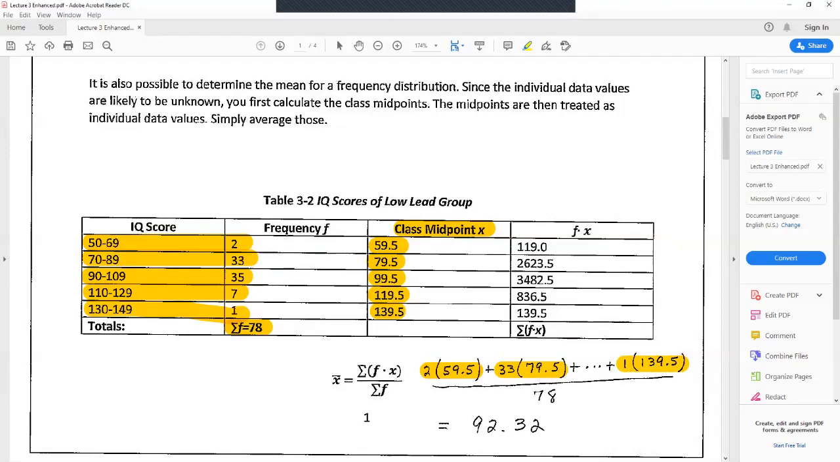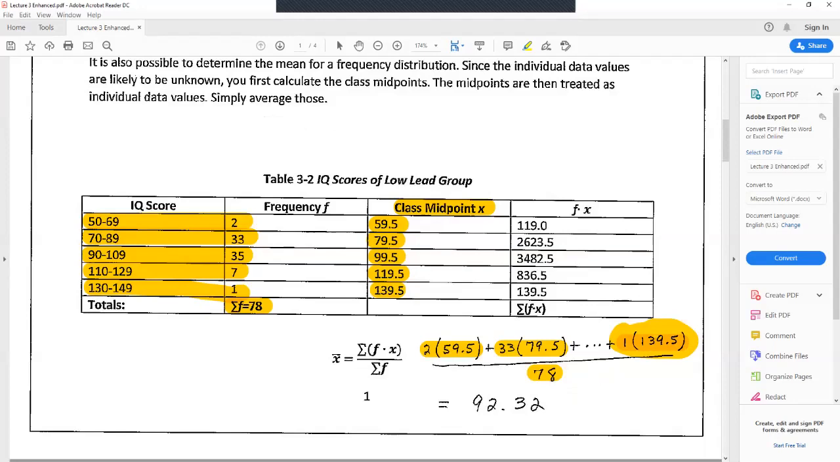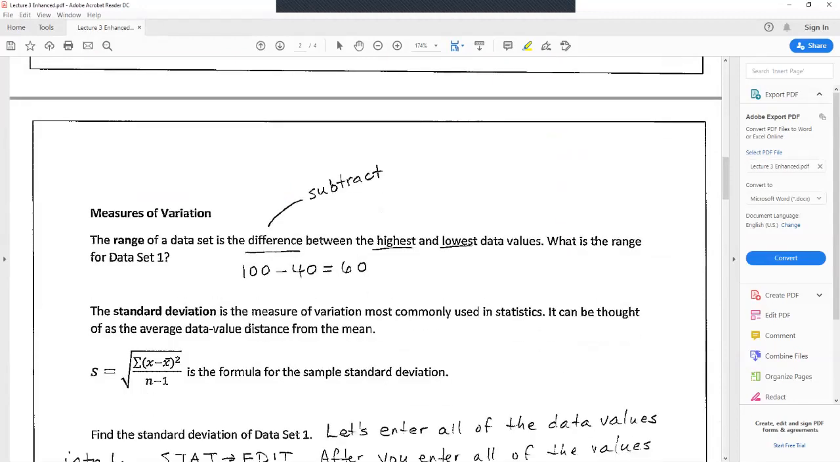And then once we tally this entire numerator, we divide the total by 78. Watch the calculator, and make sure that you do not divide the 78 into the last entry only. We want to divide into the whole total. So we estimate that the IQ average for this population is about 92.32. Again, it's probably not that accurate because we do not have the exact data values, but this is the best we can do under the circumstances.